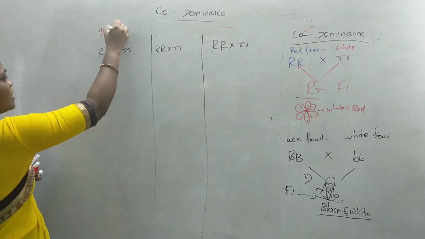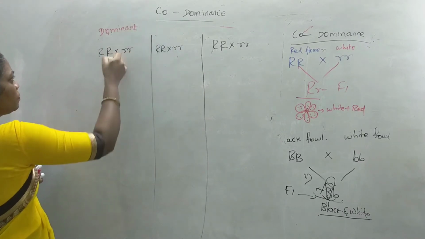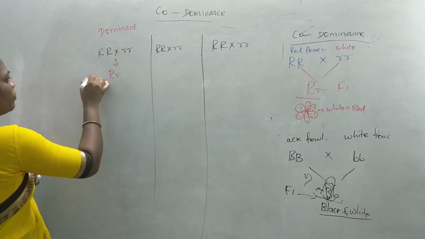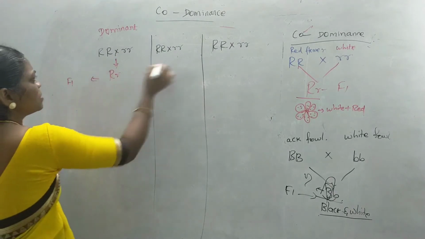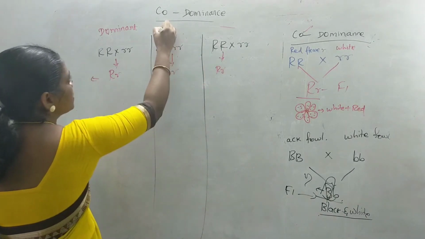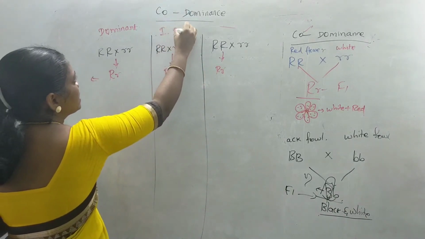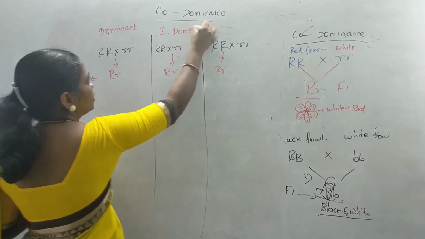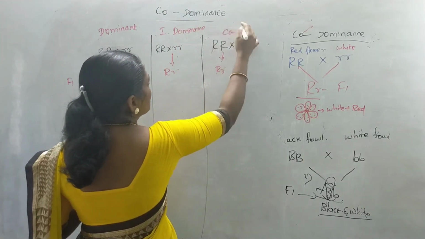This is dominant. The genotype that we are going to get in F1 generation is the same in all these three. This is to explain incomplete dominance. This is codominance.